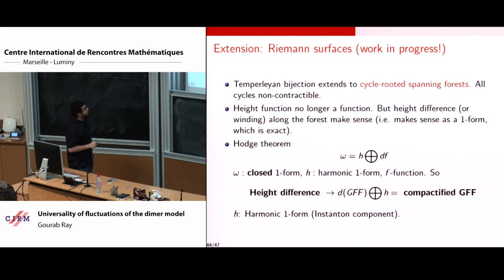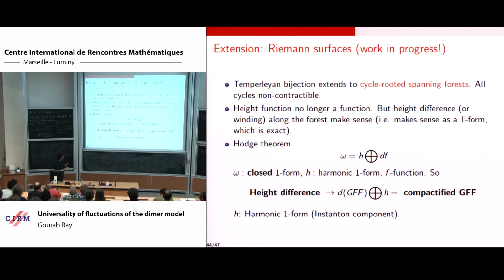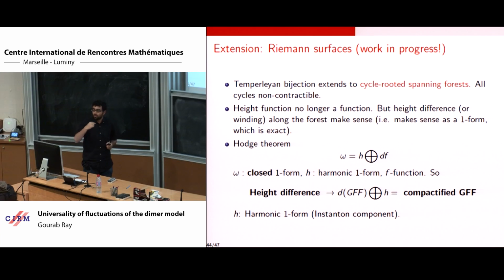And so what happens here is that you don't get the GFF, but you get some kind of a compactified version of the GFF where there is a topological term which is independent of the GFF on this surface. So you can define the GFF, let's say, on a torus. However, the height function won't converge just to that. There will be some independent component, which is a harmonic one-form, which is basically the numbers that you get when you go along the non-contractible loops, these extra numbers that you pick up.